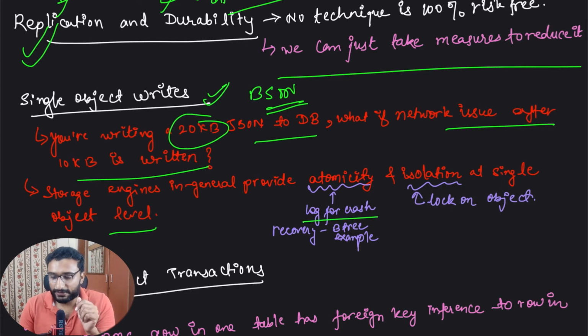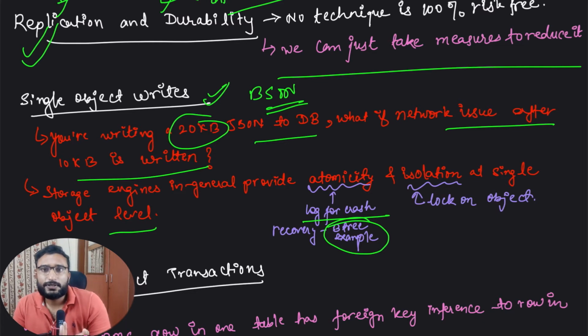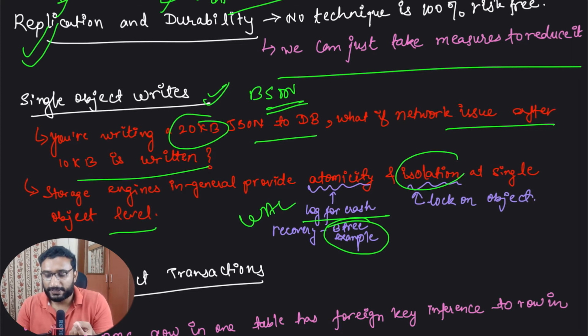Let's take the example of a log for a crash. In the case of a B-tree, we discussed that we will maintain a WAL, a write-ahead log, in case of failures. So if any failures occur, then we will be able to recover all this data from the WAL. When we say isolation, we can basically add a lock on that object.